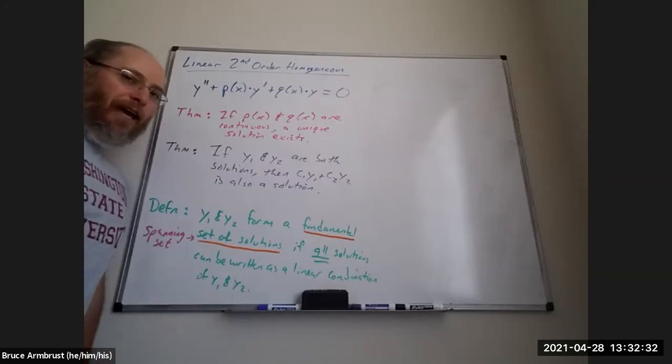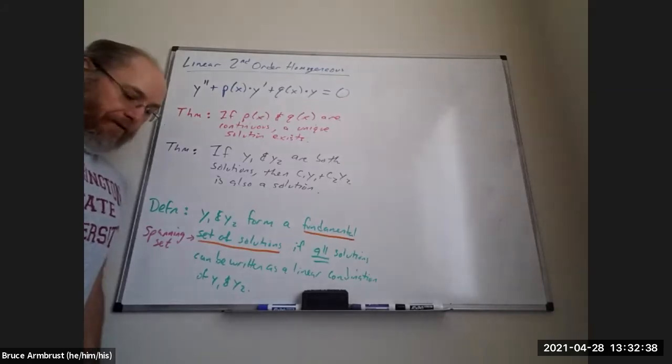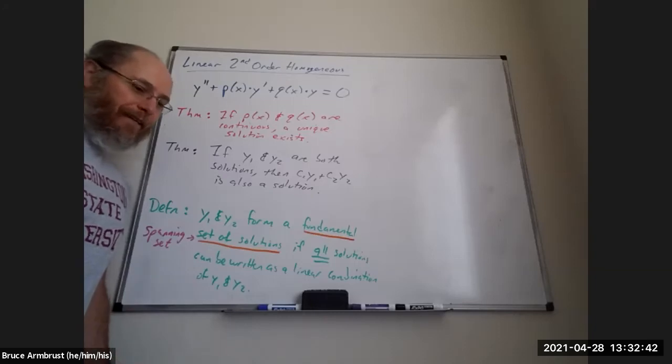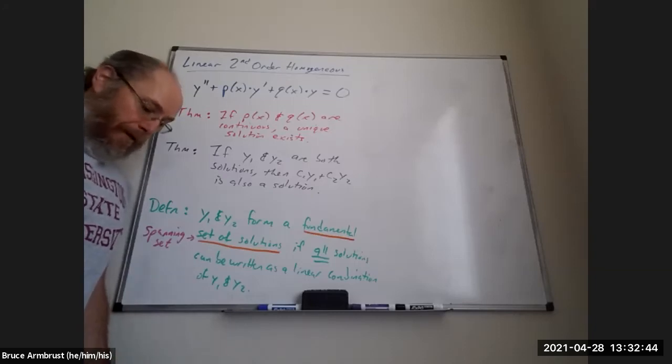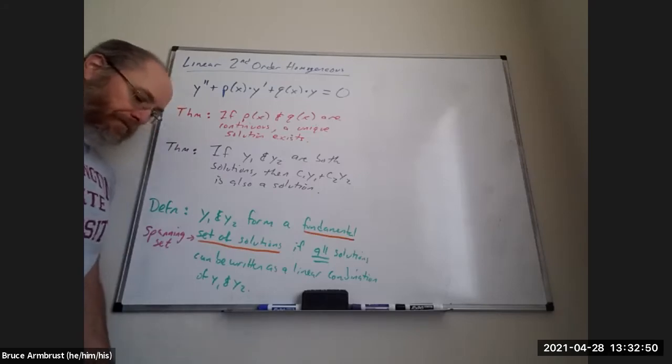How are we going to show that? How are we going to show that that's a requirement, that we actually need linear independence? Well, we're going to do that in kind of a roundabout way. Let me introduce you to this thing called the Wronskian.